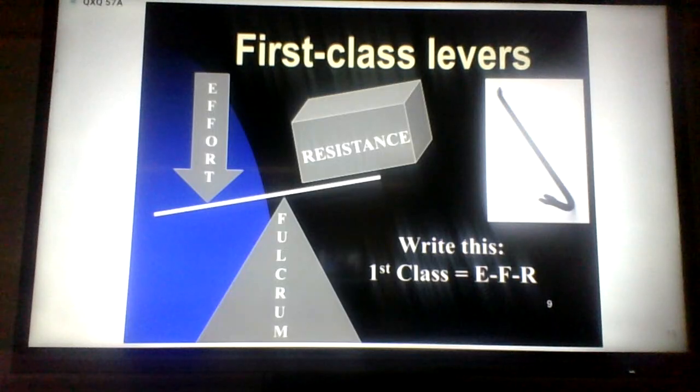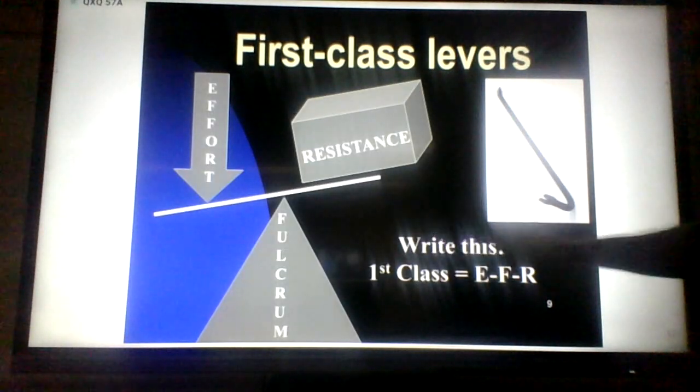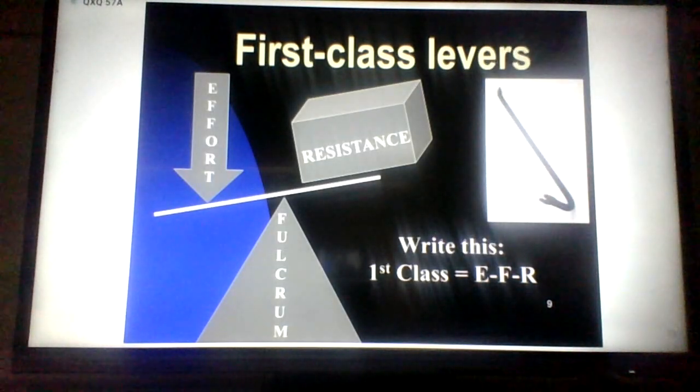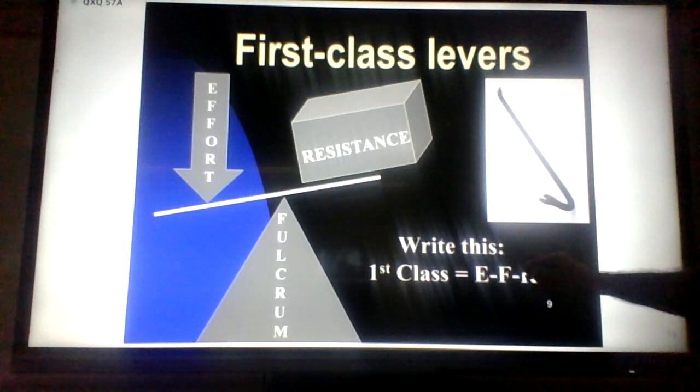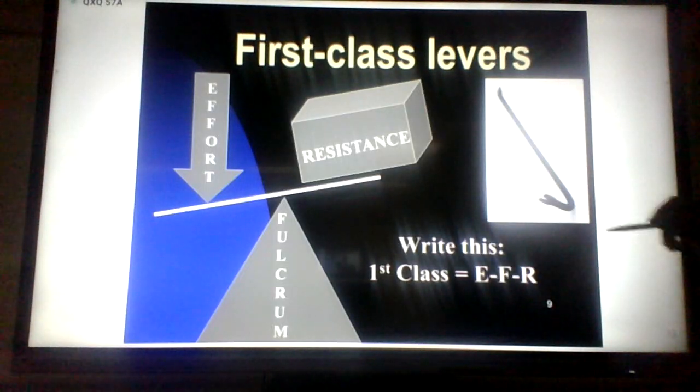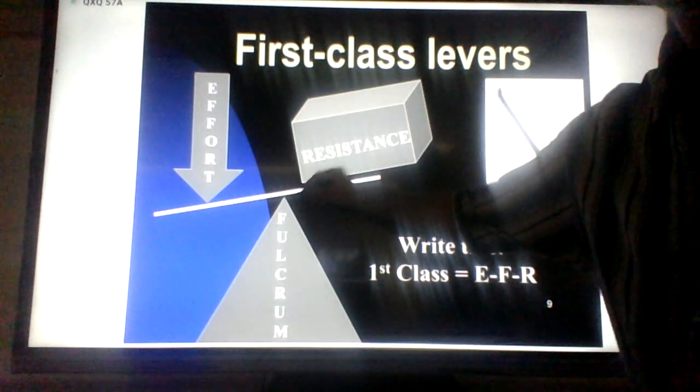Now, in a lever, we have 3 kinds. So as far as what to write, here's what you need to write here. Write first class levers, effort, fulcrum, resistance. Notice that the fulcrum is always in the middle.